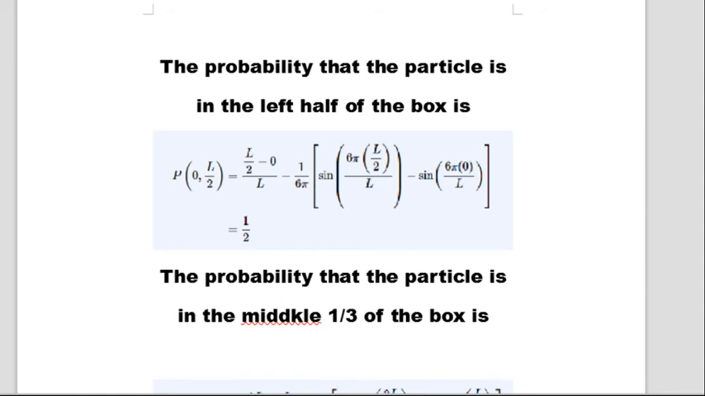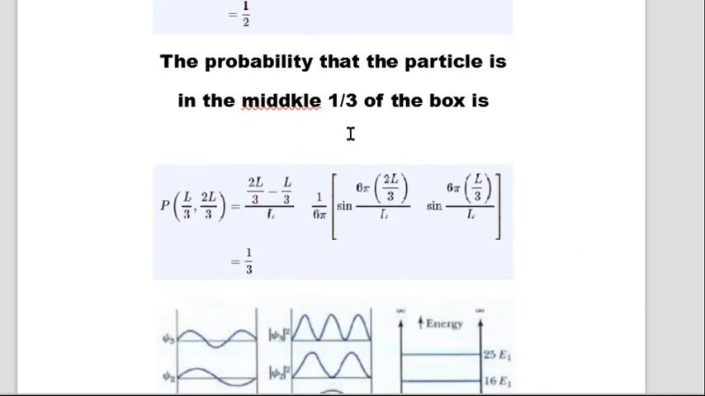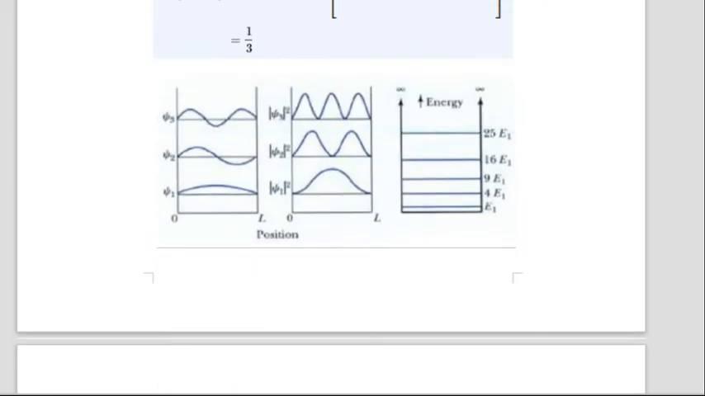Then we can find the probability in the middle 1/3. What we can do, A is put as equal to L by 3 and B is put as 2 by 3L. And put the values here and do the simplification. And we get P as 1 by 3. So final result is quite simple and okay in this case.